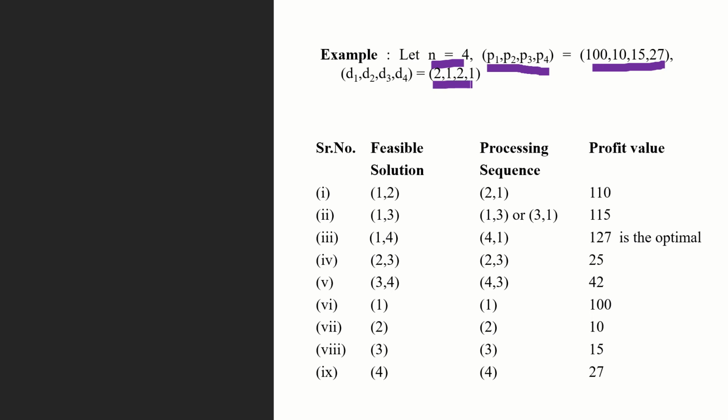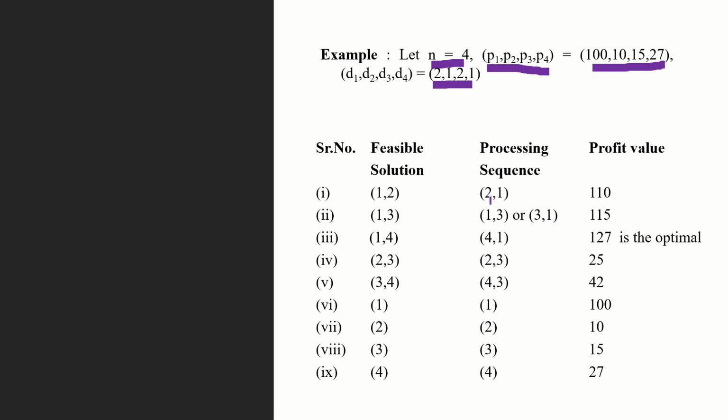So your first step will be to consider the feasible solutions. If you are taking jobs 1 and 2, it is a feasible solution because job 1's deadline is 2, and job 2's deadline is 1. So if you complete job 2 first and job 1 second, we can complete those jobs before their deadlines. So this combination of jobs 1 and 2, if processed in the order first 2 followed by 1, gives a feasible solution.